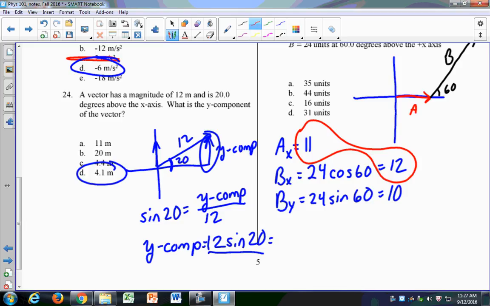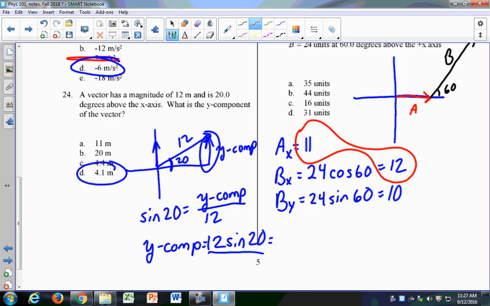If you go to mode, it's on the top row of buttons. You'll see radian, degree, and grads, I think. Switch it over to degree. If you have a TI, make sure you're not getting these wrong. Come see me, I can help you switch it over.